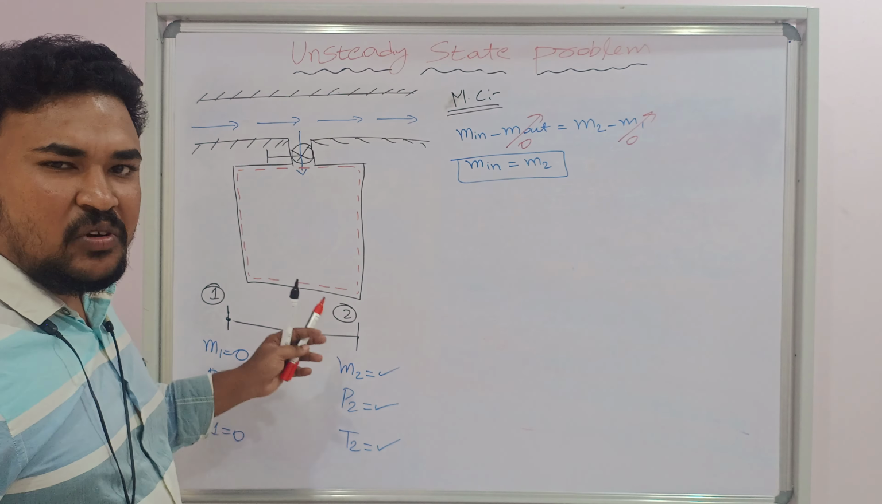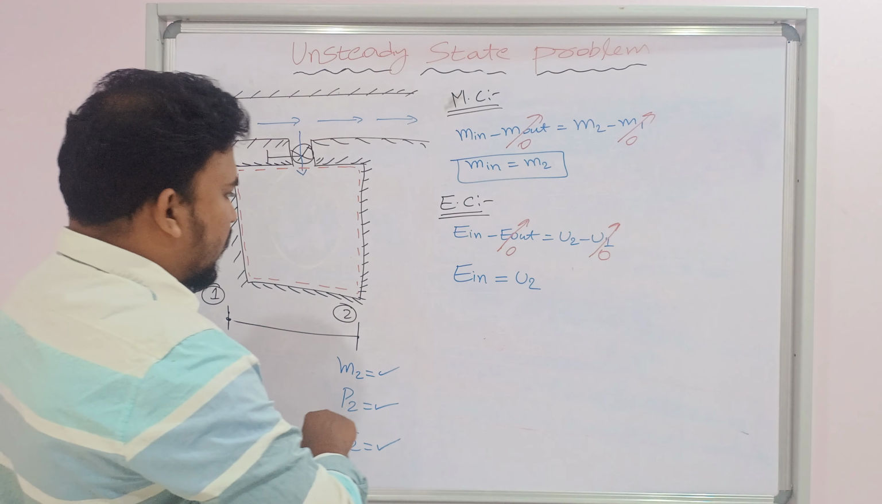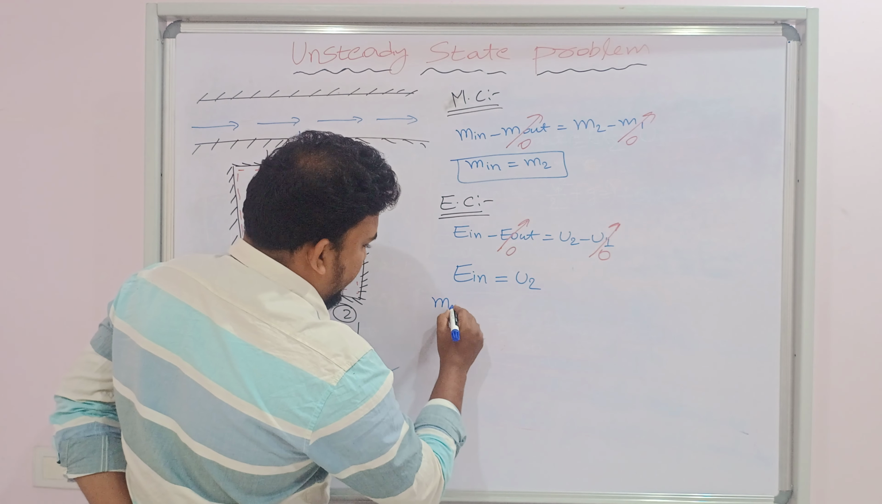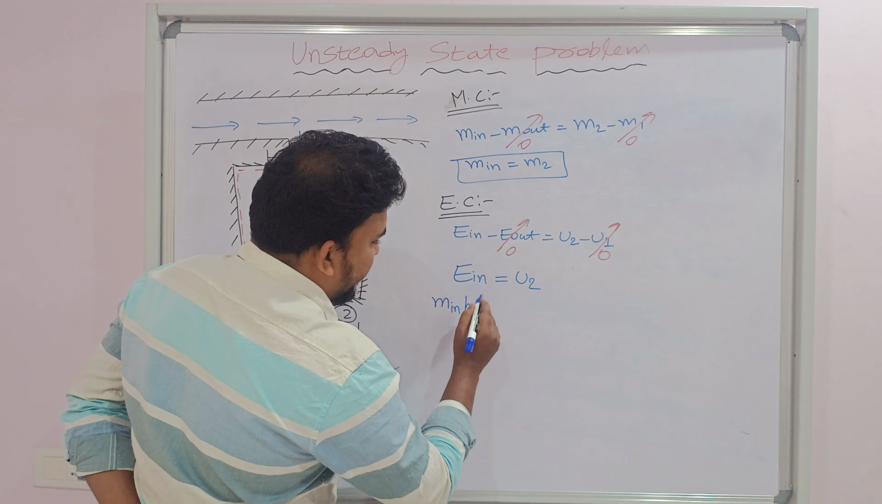Energy out is 0. Initially there is nothing there, no property is there. Internal energy is a property of the system, right? So this is also 0. Energy in is equal to U2. How much energy is entering? There is no heat or work interaction, only mass is coming in, right? So energy in is directly the enthalpy of the entering mass.